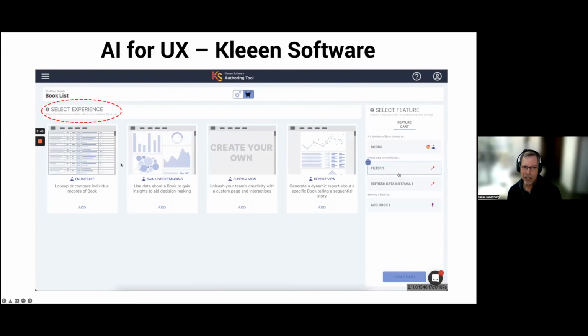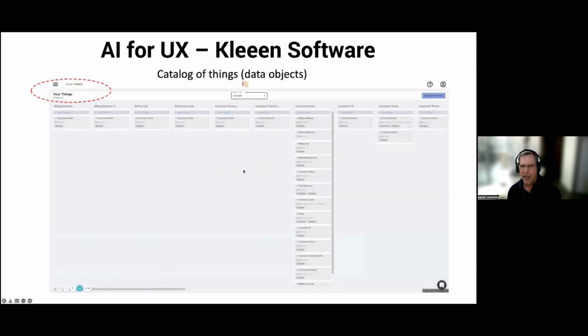Select the experience. I want to enumerate a bunch of information, or I want to gain understanding. If you say, we want to gain understanding, then it's going to head in the direction of a dashboard UX design, right? If you say, I need to enumerate and manipulate data, it's going to go more towards tables and controls like that. You can create some of your own, et cetera.